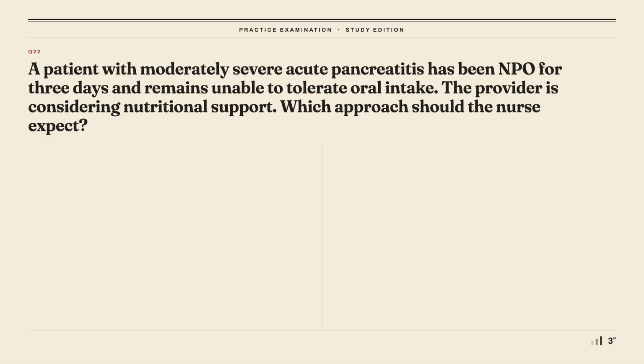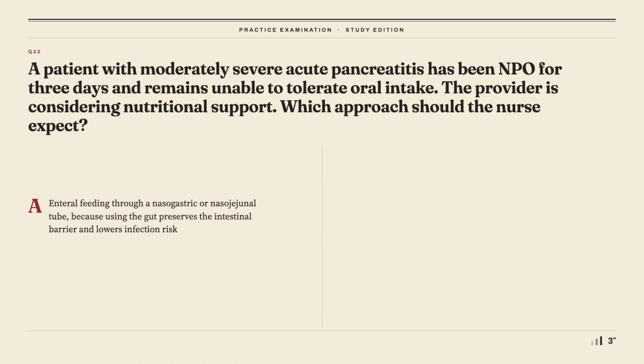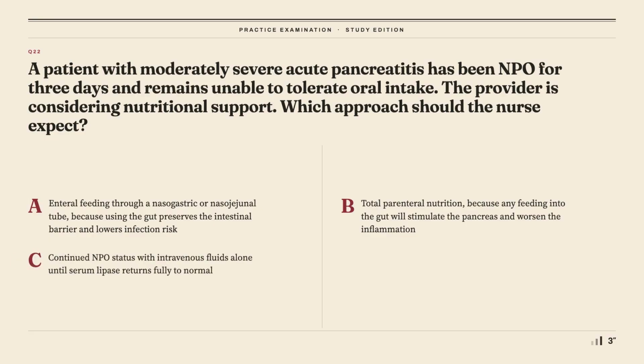Your options are A. Enteral feeding through a nasogastric or nasojejunal tube, because using the gut preserves the intestinal barrier and lowers infection risk. B. Total parenteral nutrition, because any feeding into the gut will stimulate the pancreas and worsen the inflammation. C. Continued NPO status with intravenous fluids alone until serum lipase returns fully to normal. D. An immediate regular diet, since prolonged NPO status has no effect on pancreatic recovery.